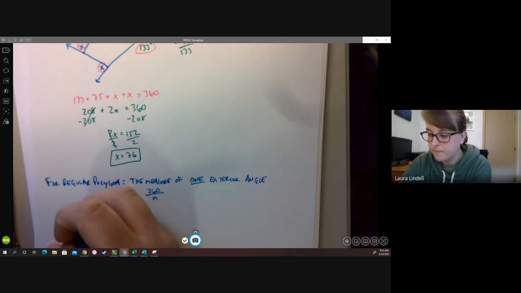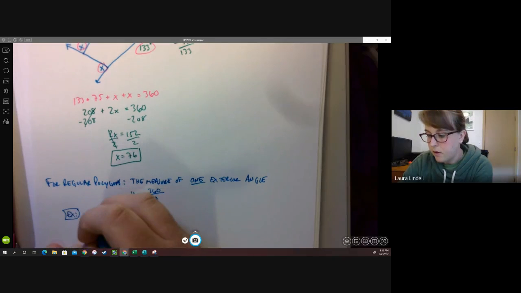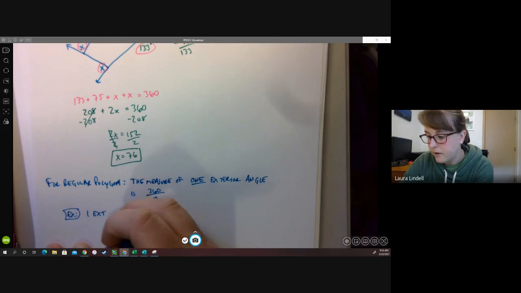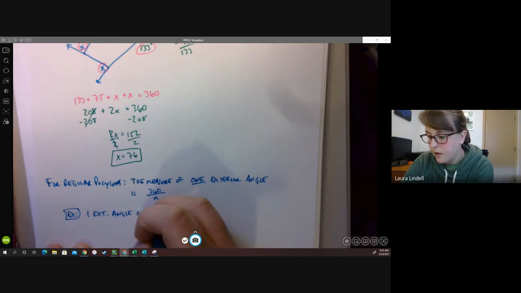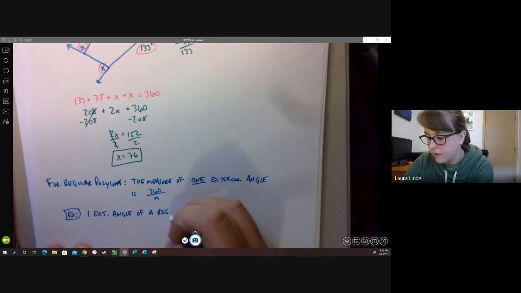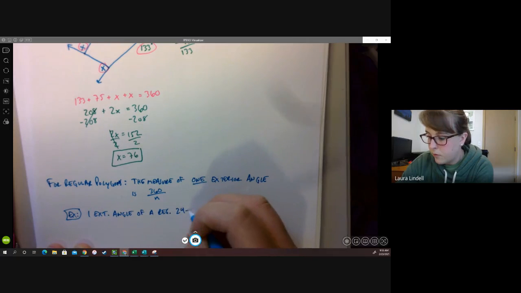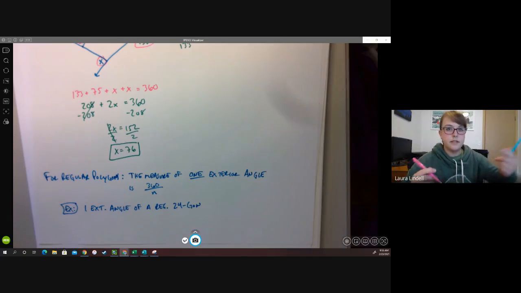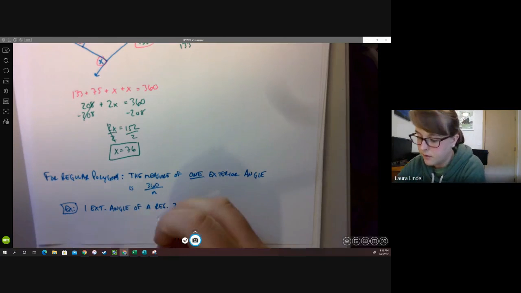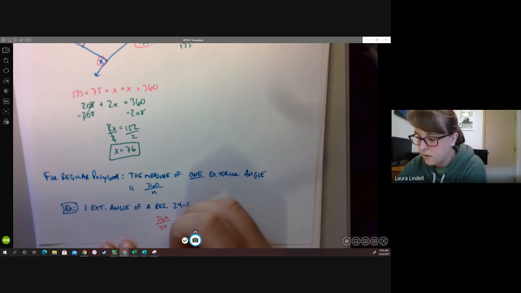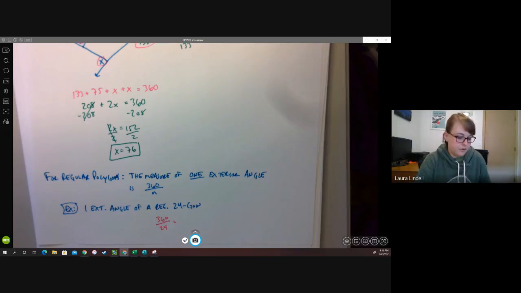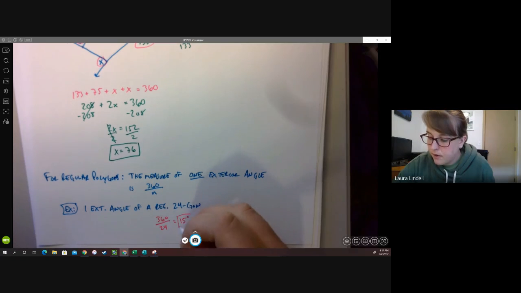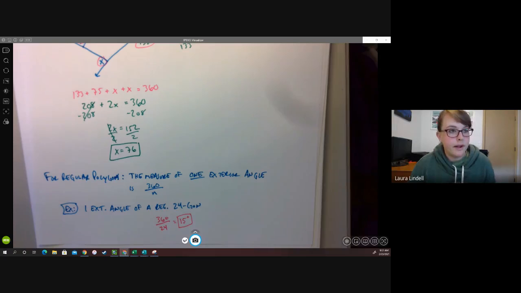So for example, one exterior angle of a regular 24-gon. To do that, we would just take 360 and divide by 24. And we would grab our calculator and go 360 over 24, which gives us 15. And that would be our answer. That would be one exterior angle for a regular 24-gon.